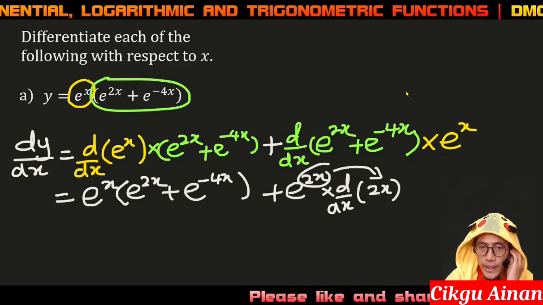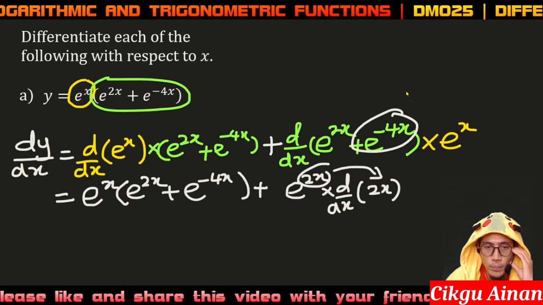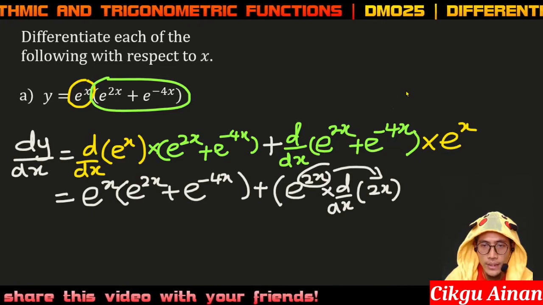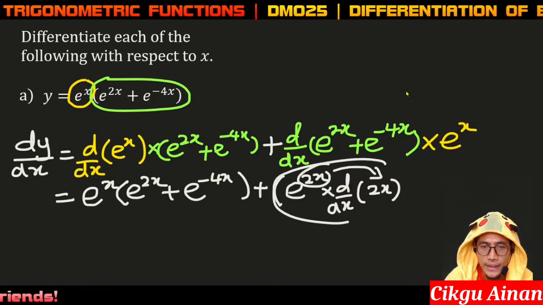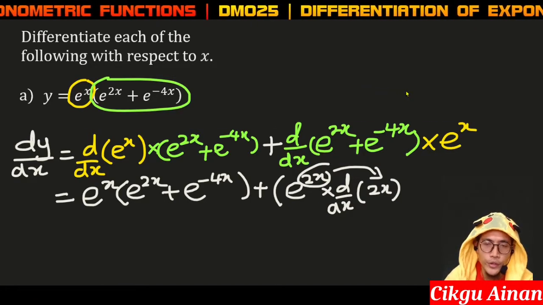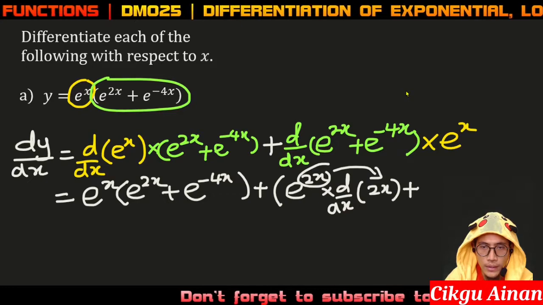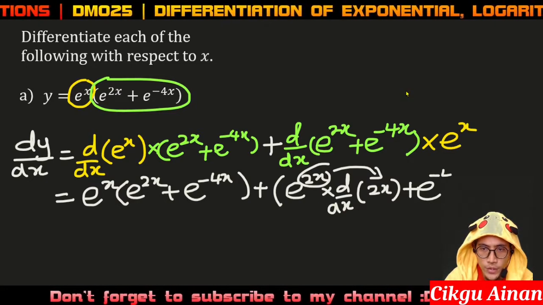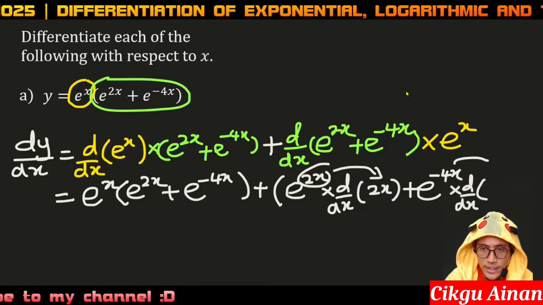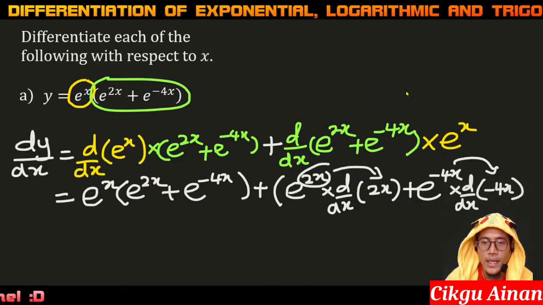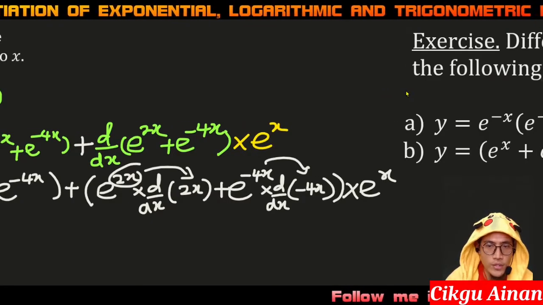Now we differentiate this one. Before that, you have to make sure the bracket is properly written. We differentiate this one first, and then plus, we copy e to the power of minus 4x, multiplied by the differentiation of the power, minus 4x. And then we close the bracket and multiply by the e to the power of x over here.